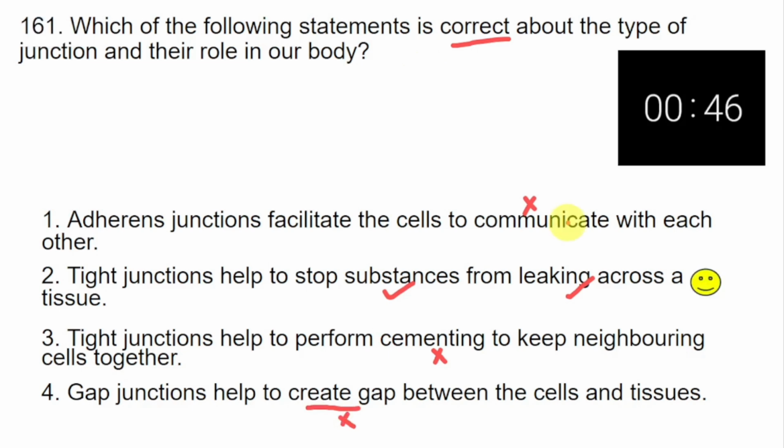So we did it in around 45 seconds. Statement based questions are to be read carefully and then you rule out whether each is correct or incorrect. So take your time, around 45 seconds to 1 minute, to attempt such questions. So let's understand these three types of junctions.